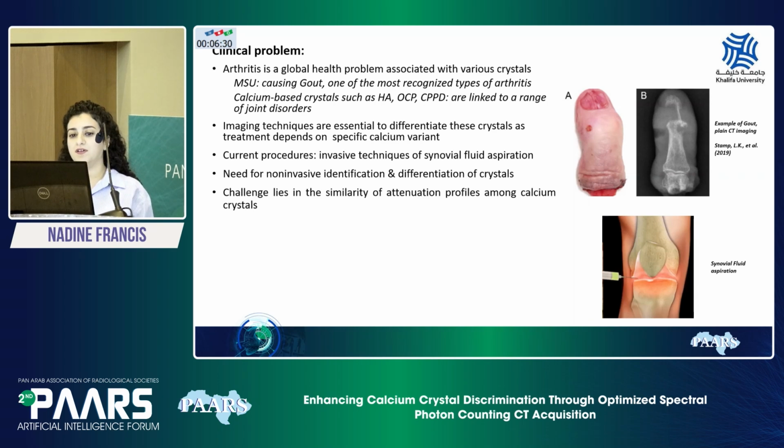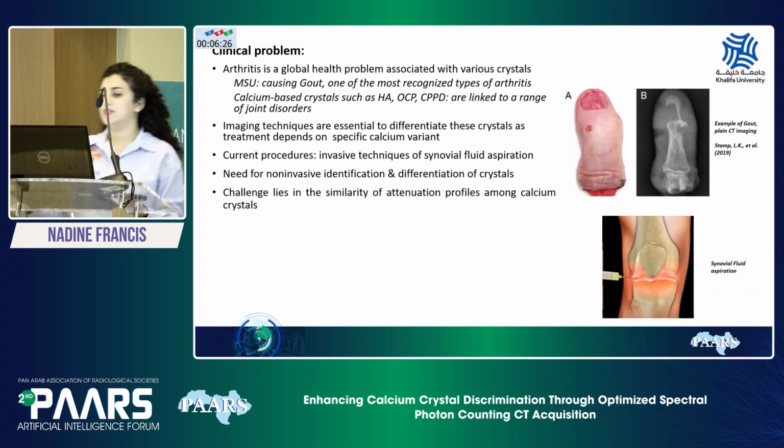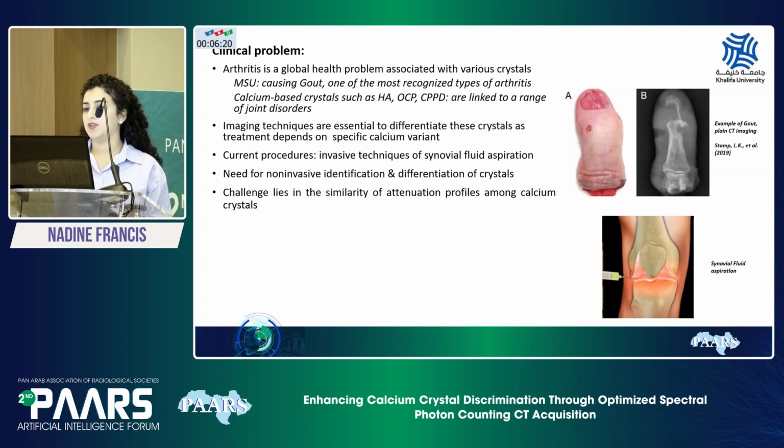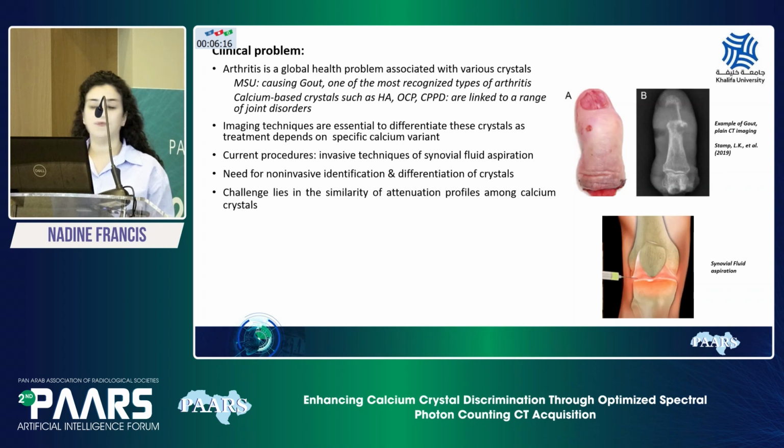However, there are other crystal types, such as calcium-based crystals, for instance, hydroxyapatite, octocalcium phosphate, and calcium pyrophosphate dihydrate, and these are linked with a range of joint disorders. So imaging techniques are essential to differentiate these crystals, as treatment depends on the specific calcium variant.